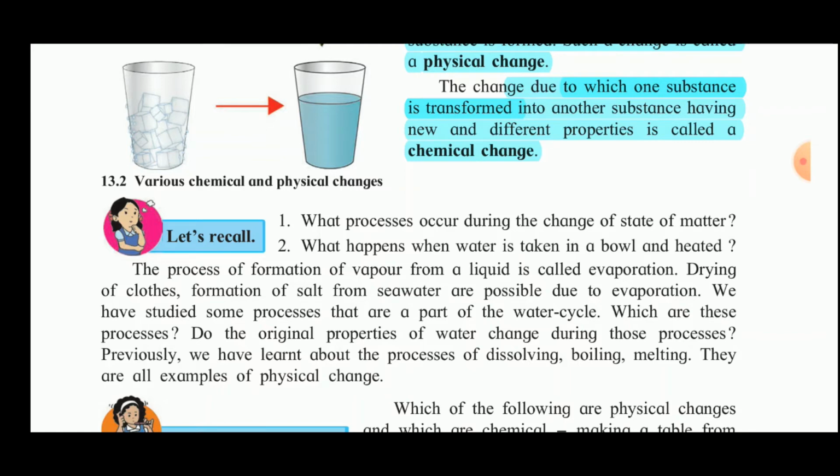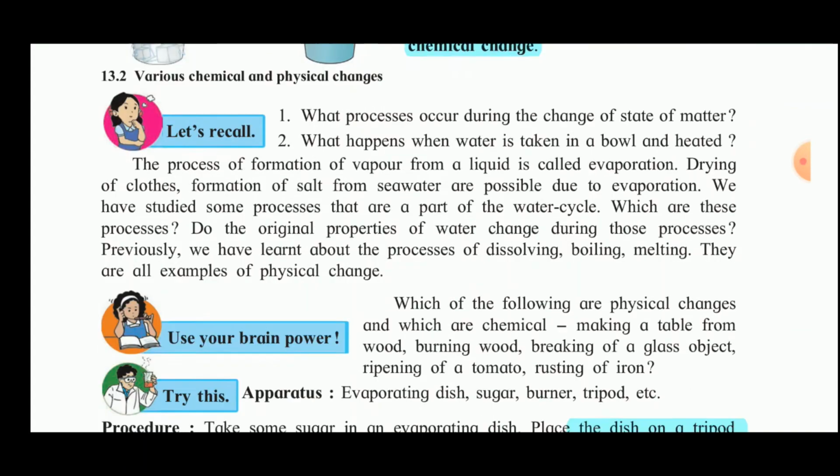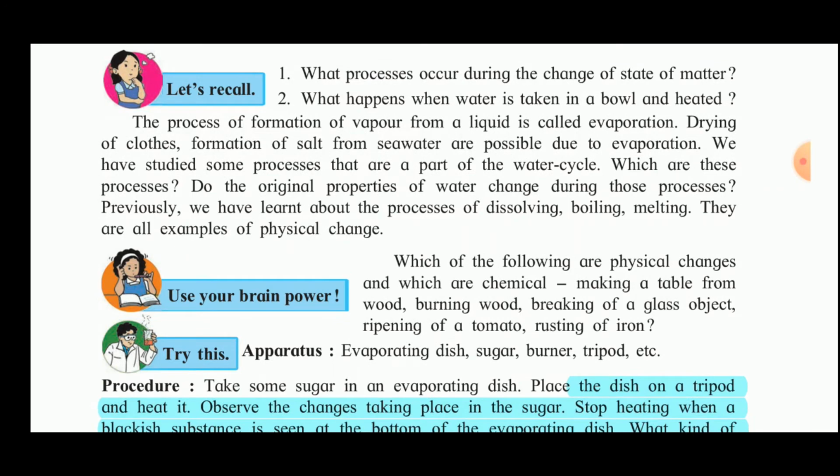We have studied some processes that are a part of the water cycle. Now, which are these processes? Do the original properties of water change during those processes? Previously, we have learned about the processes of dissolving, boiling, melting. They are all examples of physical change. Now, the next question is, which of the following are physical changes and which are chemical changes?